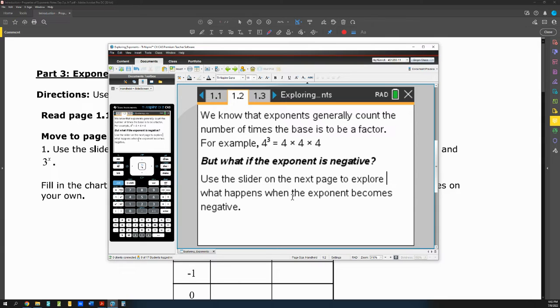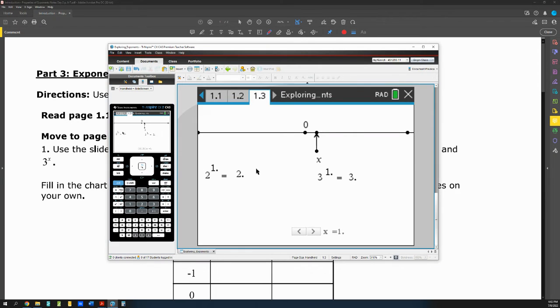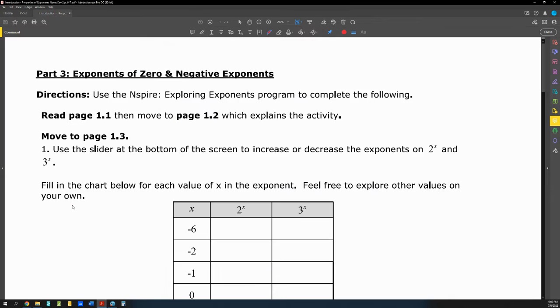But what happens if the exponent is negative? It doesn't quite make a whole lot of conceptual sense to multiply something by itself a negative number of times. So on the next page, we're going to explore what this means. So here we have 2 to a power, and we have 3 to a power. And we're going to use this slider here on the bottom to evaluate 2 to the x and 3 to the x. We're going to fill in the chart.